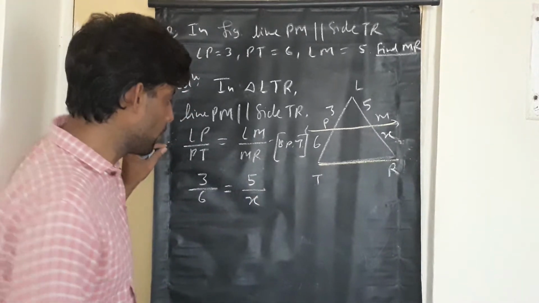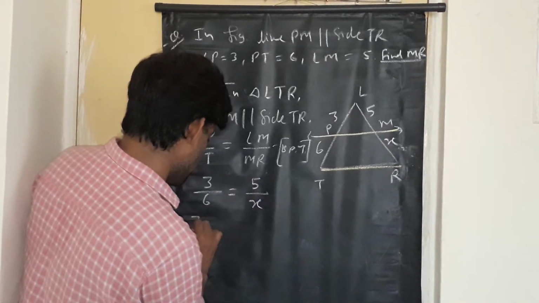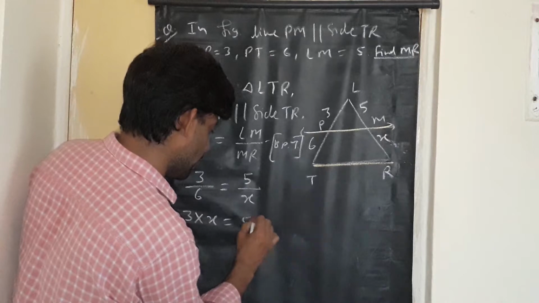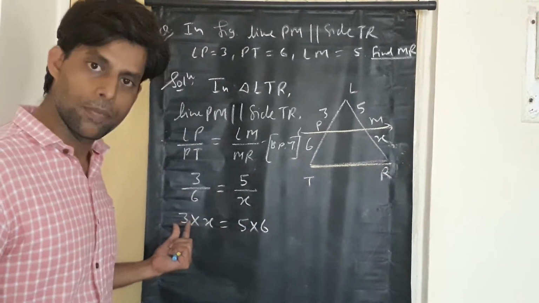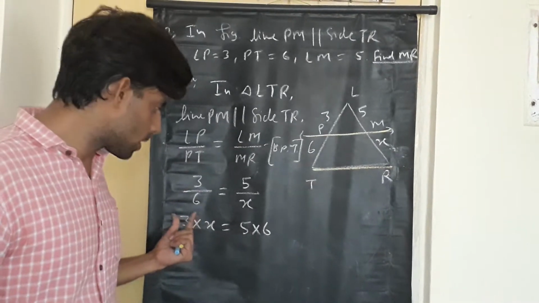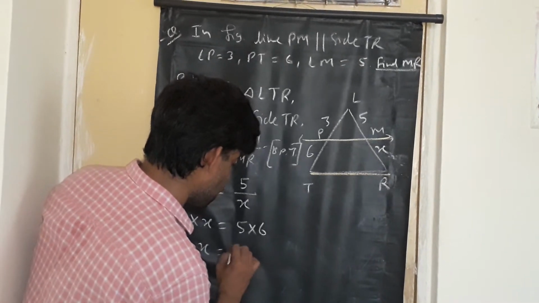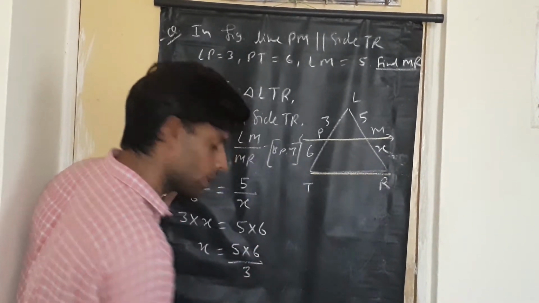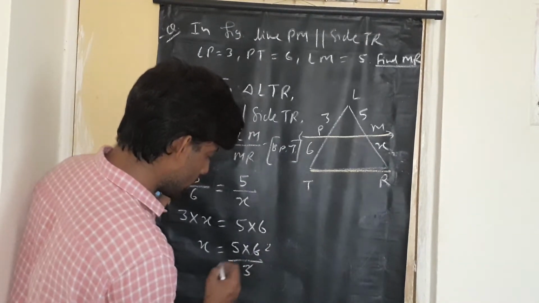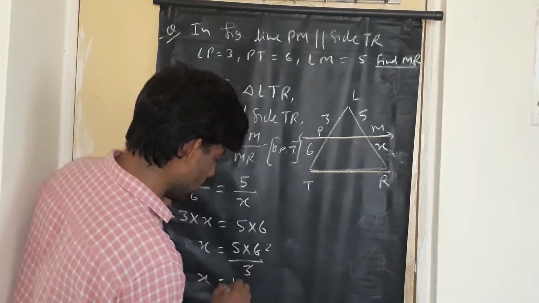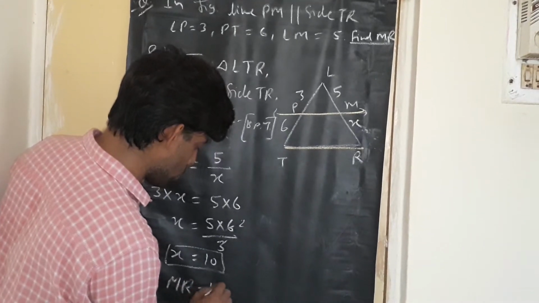Now we'll do cross multiplication. So 3 into X will be equal to 5 into 6. Since we need to find out X, so shift 3. 3 is in multiplication. On shifting to the right hand side, this will go in the division. So X equals 5 into 6 upon 3. Now we can see that 6 is divisible by 3. So 3 2s are 6. And on multiplying, 5 2s are 10, we get that X equals 10. That is, MR is equal to 10.